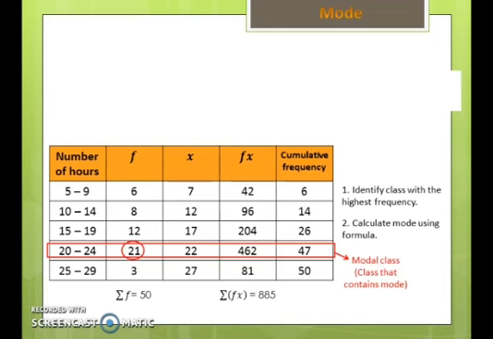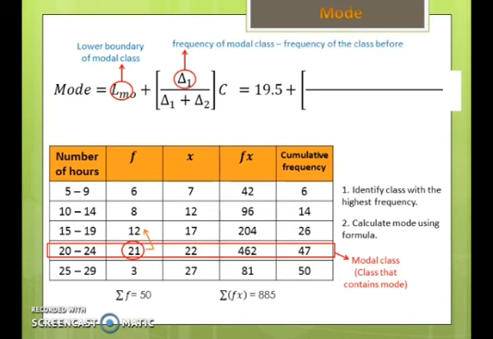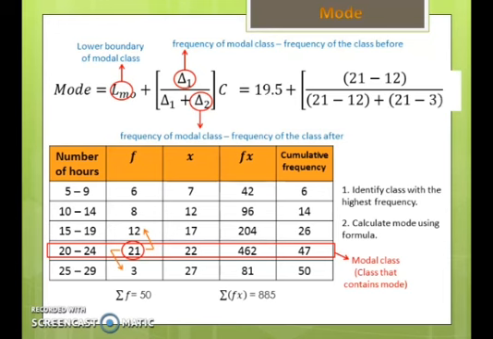Mode for group data is given by this formula, where capital L is the lower boundary of the modal class. Delta 1 is equal to frequency of modal class minus frequency of the class before. Delta 2 is equal to frequency of modal class minus frequency of the class after. And capital C is the class size.